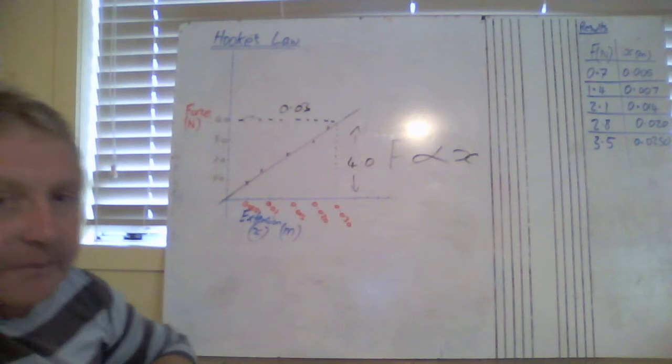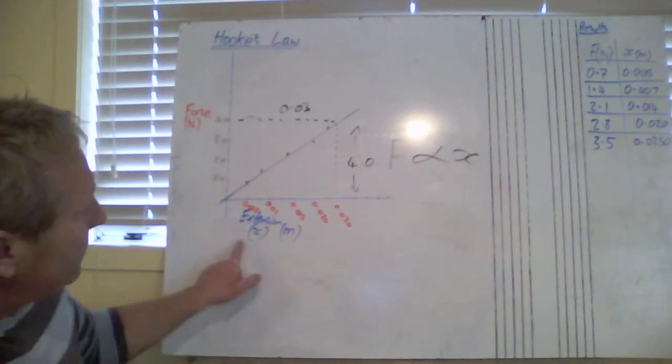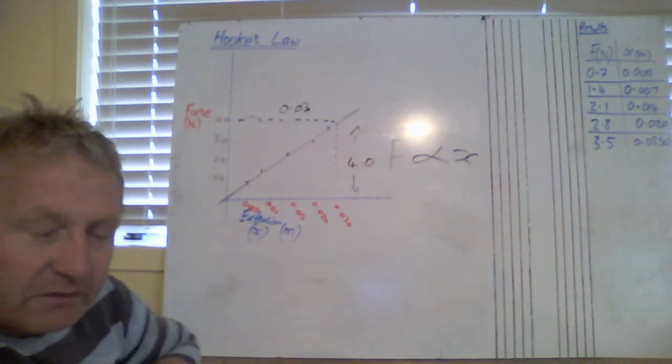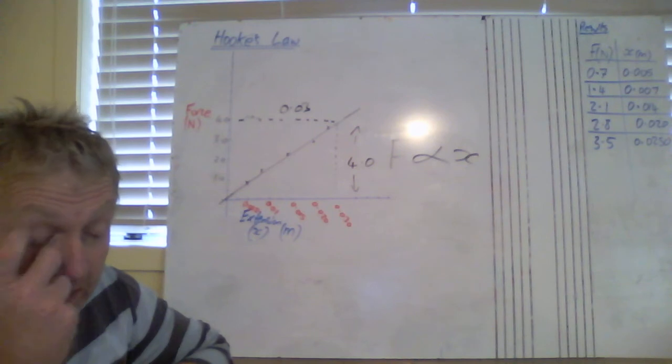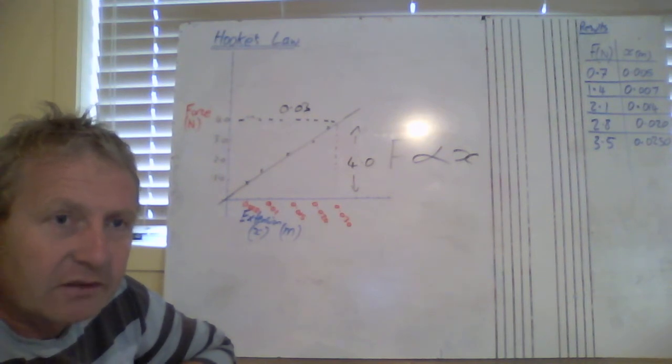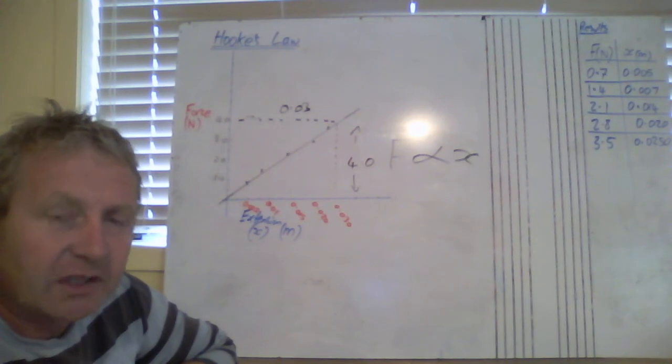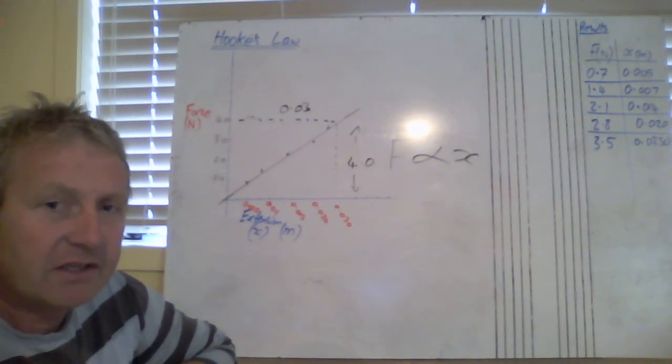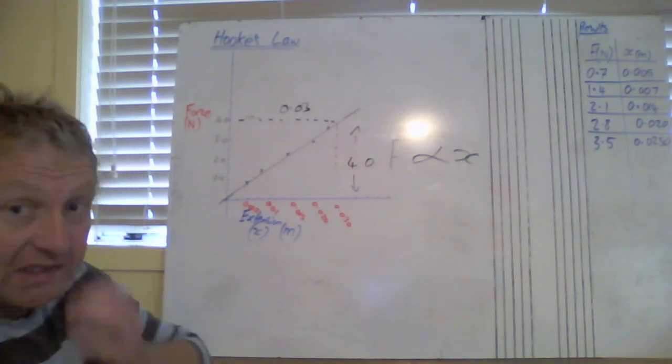Drawn the graph, and I've got extension along the bottom in meters. Remember, extension is how far the spring extends. It doesn't actually have anything to do with the length of the spring. A lot of experimental results have the length of the spring, and then they have the length of the extended spring. You have to calculate the extension because it's how much it stretches.